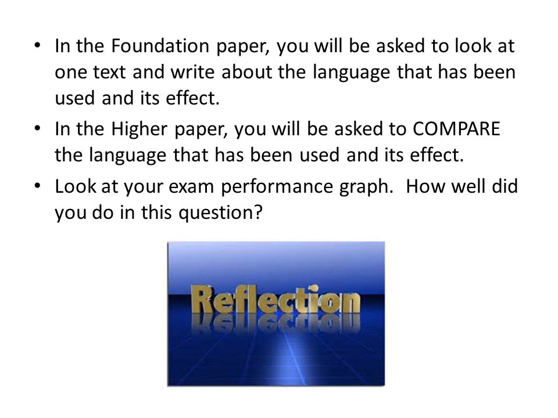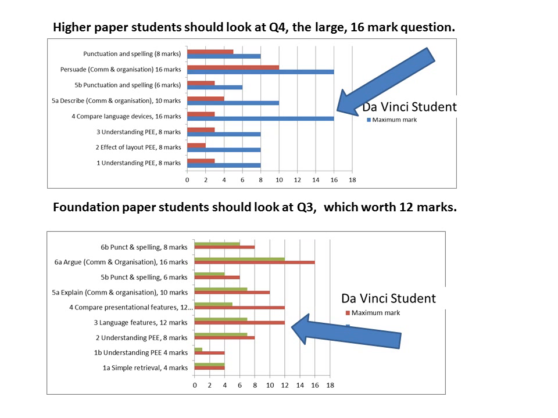Look at your exam performance graph. How well did you do in this question? Higher paper students should look at question 4, the 16-mark question. You can see here that this student only attained 3 out of the possible 16 marks. So that student lost quite a lot of marks.